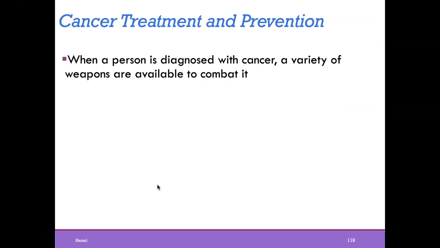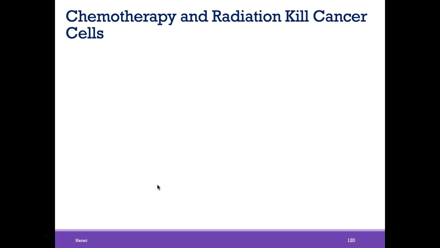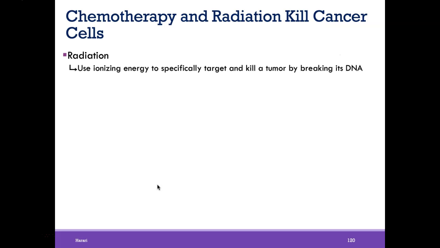Now that we spoke about cancer and why it's so bad, let's give some good news, right? So when a person is diagnosed with cancer, we have a variety of weapons to combat it. Radiation uses ionizing energy to specifically target and kill a tumor by breaking its DNA. So again, we said that radiation could damage our DNA, but we could use very high levels of radiation that are specifically targeted to cancer cells. So we're going to only kill the cancer cell's DNA.